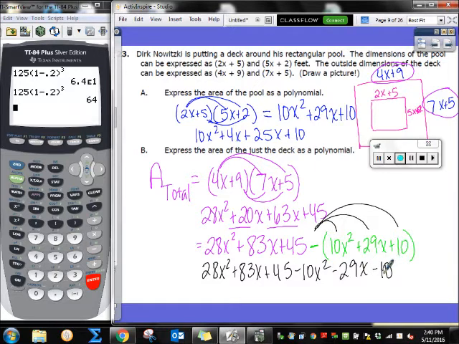So finally, the area of just the deck equals, so if I put my x squareds together, that's going to be 18x squared. Then our x's is going to be 83 minus 29, so that's going to be plus 54x. And then 45 minus 10 is plus 35. That will be the area in terms of x of just the deck.